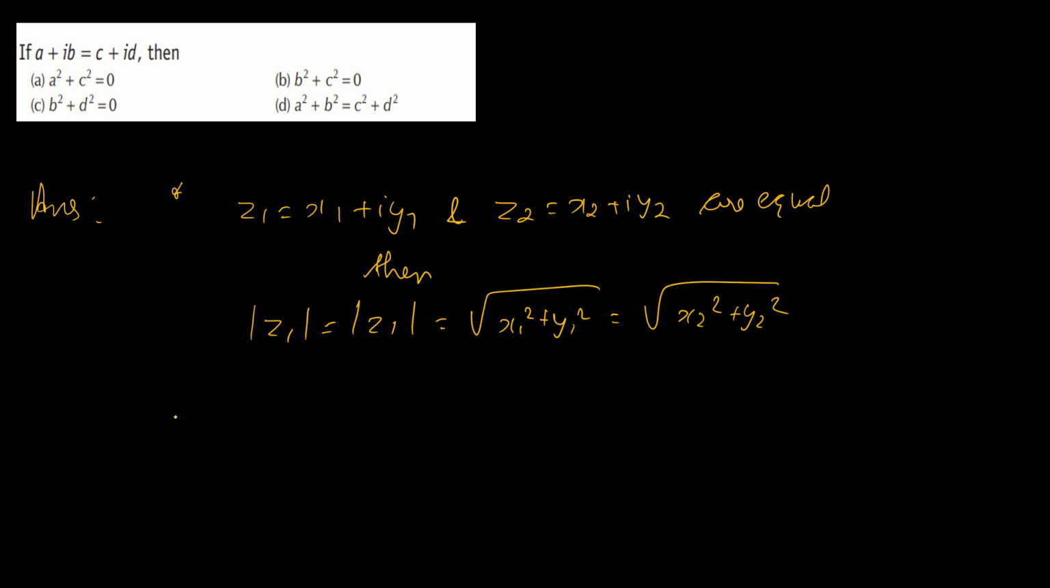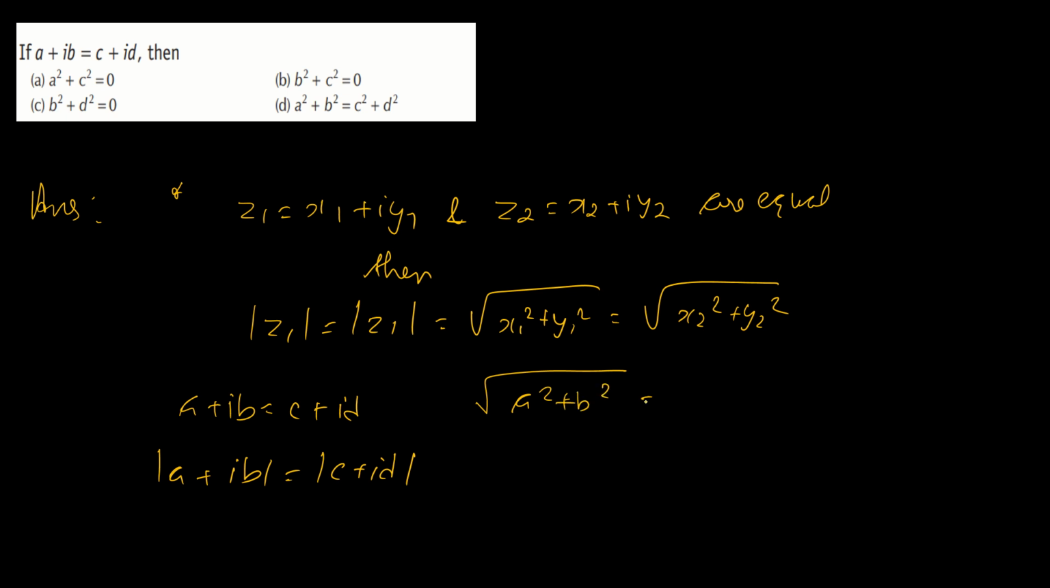That is, two complex numbers are equal. That is, a plus ib is equal to c plus id. Let's take modulus on both sides. Mod of a plus ib is equal to mod of c plus id, which gives root of a square plus b square equal to root of c square plus d square.